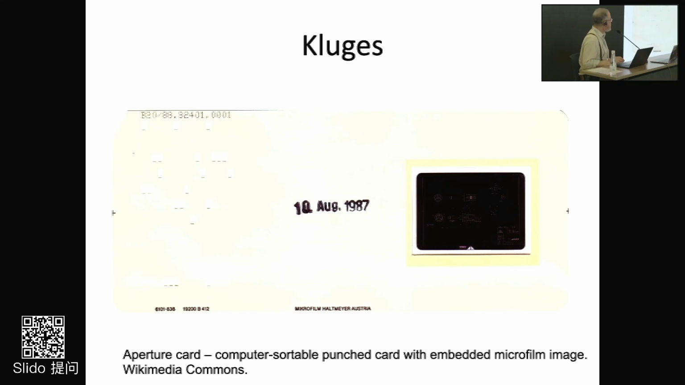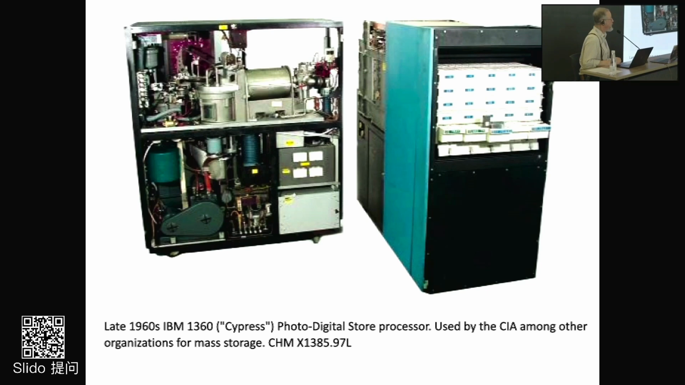And so here's the IBM 1360, which stored data chemically, and it could store enormous amounts of data, used by the CIA, amongst others. You know, this was tremendously powerful, but again, analog. It's not actually digital, the way the data is stored.